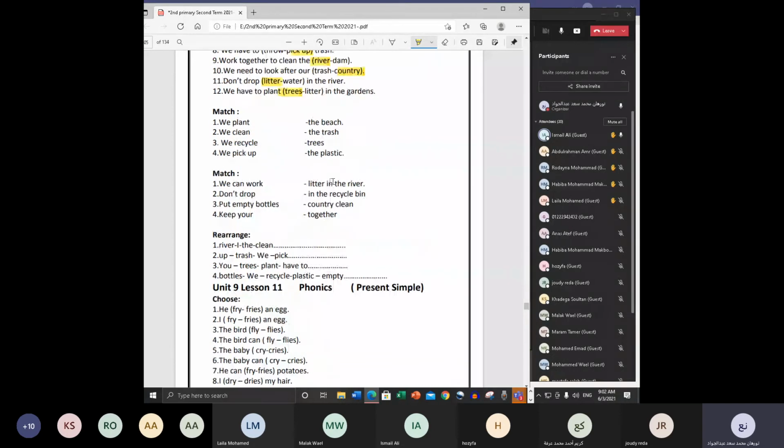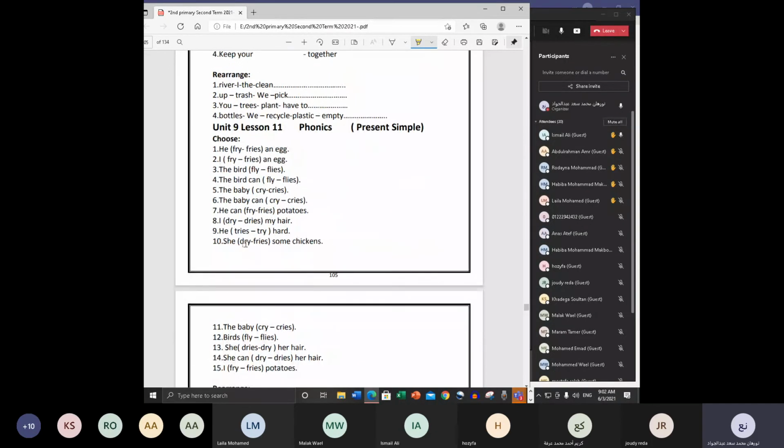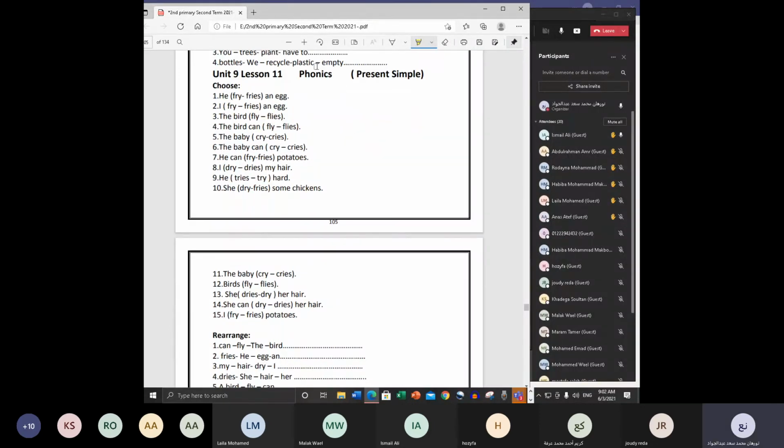Match the three questions and match again; rearrange your homework. Okay, quickly. I will make a revision about present simple, especially the affirmative form.